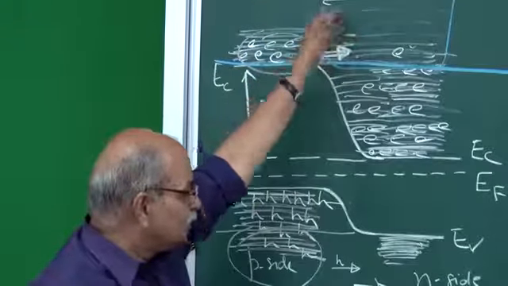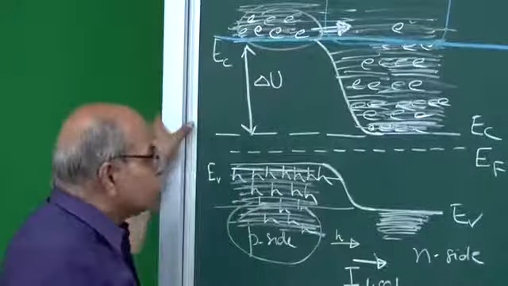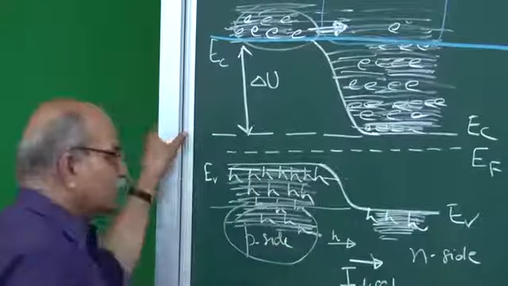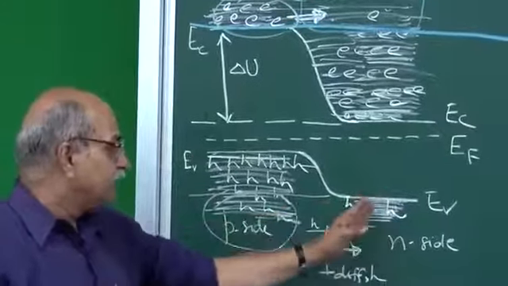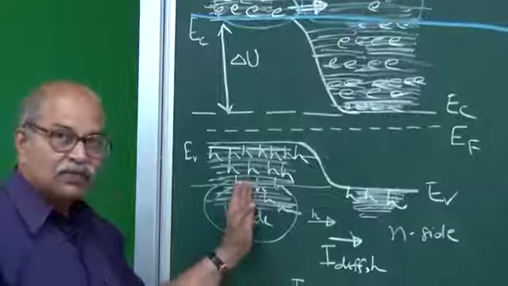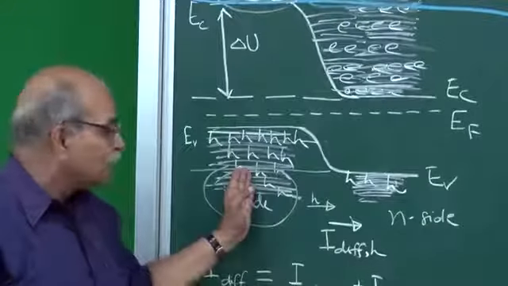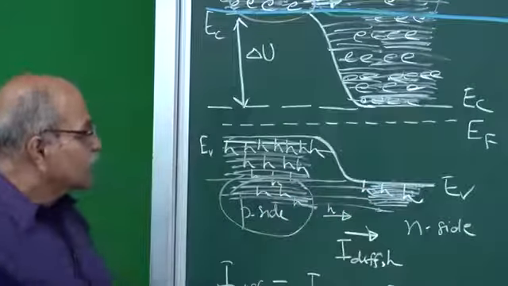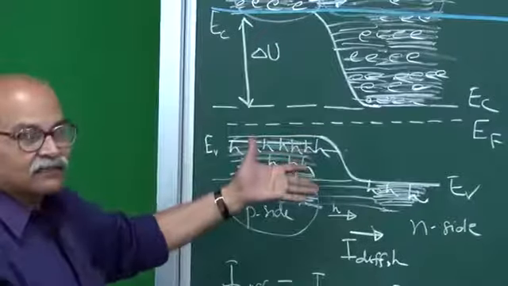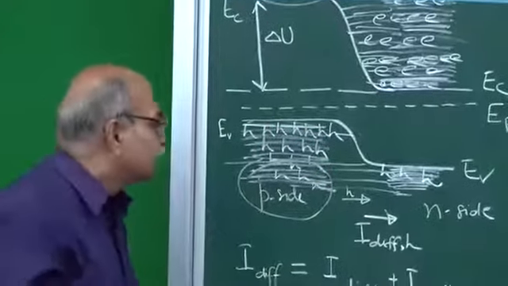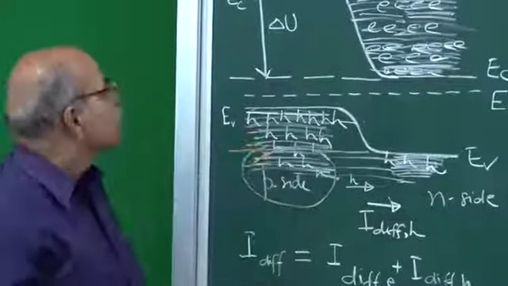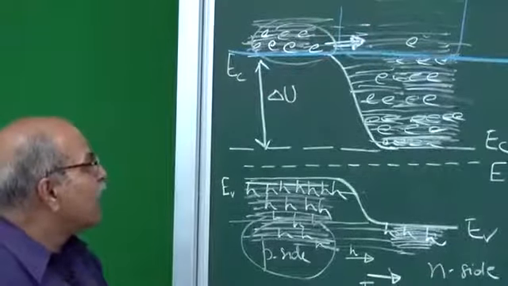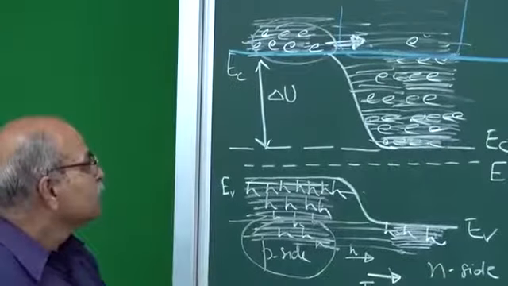And similar is the story for this n side. Here the electrons are in majority and holes are in minority, and these holes are here in the valence band. If they want to go towards this p side, no one stops them, because you have all quantum states available. So this barrier is not a barrier, rather it is something which helps. The electric field pulls it to the other side. So because of these minority carriers, you will have a current.